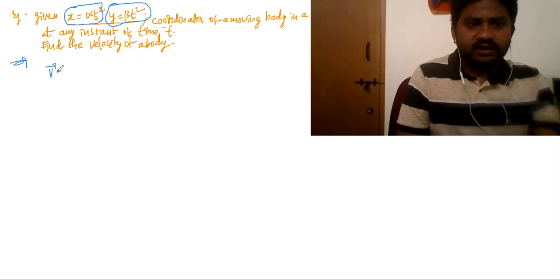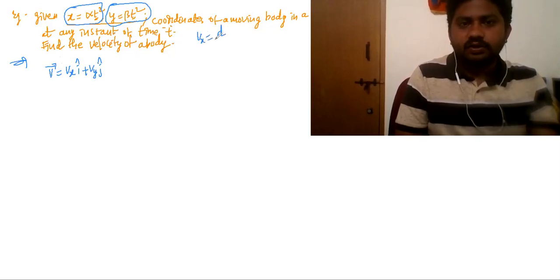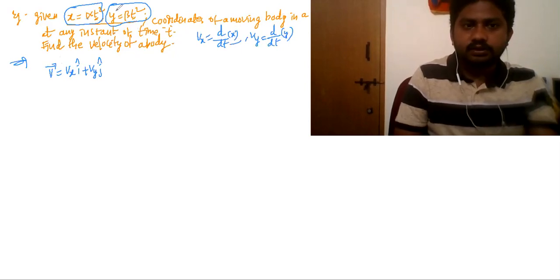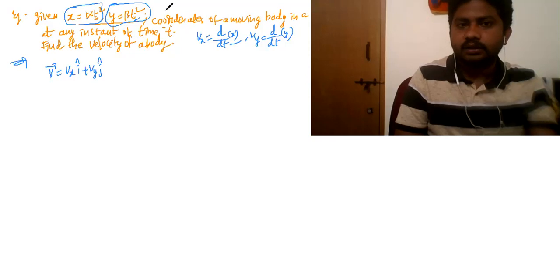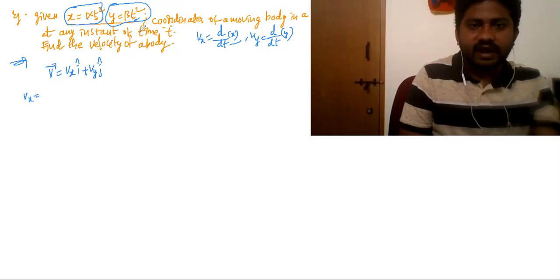Now, if you want to find the velocity, which is the instantaneous velocity, we have the formula Vx i cap plus Vy j cap. So Vx you can easily find: d by dt of x, and Vy is d by dt of y. So simple. You substitute this x here and take this y from here. So what is Vx, my dear students, here? d by dt of x, what is that? Can I say it is 2 alpha t, and Vy is 2 beta t.